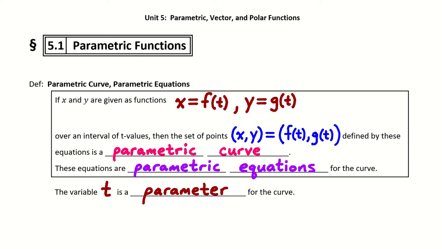Final unit. Unit 5. Parametric, vector, and polar functions. Let's get into it. There are going to be 3 sections here, a section for every single one of these items. And 5.1 is going to be about parametric functions.